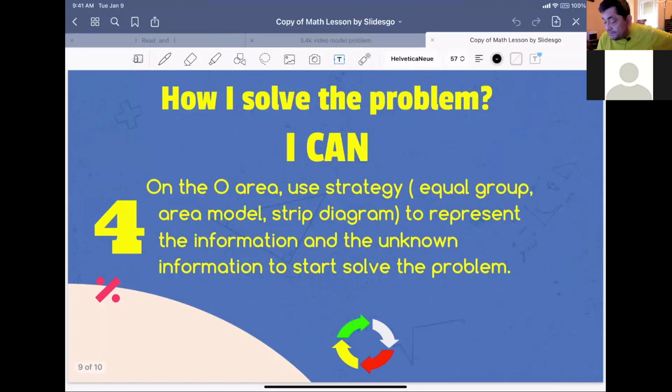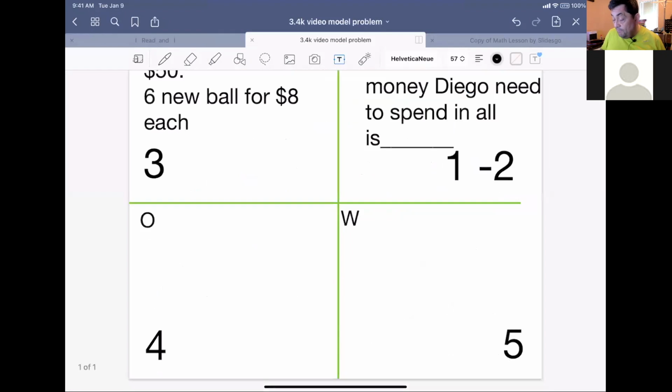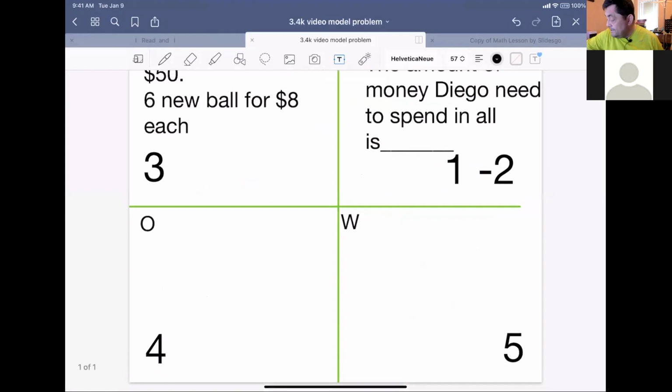Step number 4 says that on the area of the strategy, we need to write and represent the information in equal groups. So we need to also find the known and unknown parts. So we need to know what we need to solve. So let's put it in action. In this area, we need to write down the information that we already know. We know already that he bought soccer cleats for $50. So let's put it here.